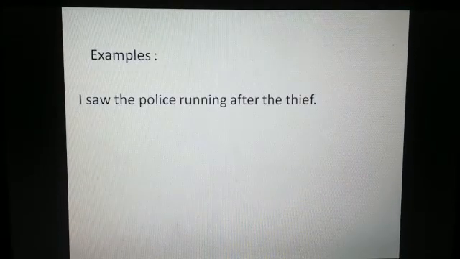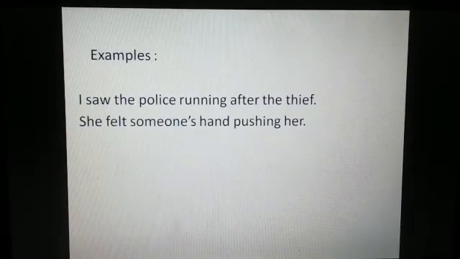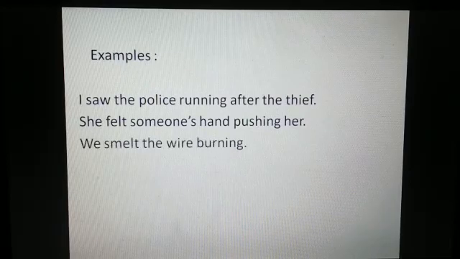I saw the police running after the thief. I is the subject, saw is the second form of the verb see, the police is the object, running is the ing verb, after the thief is the prepositional phrase. She felt someone's hand pushing her. She is the subject, felt is the second form of verb feel, someone's hand is the object, pushing is the ing verb, her is extra part.